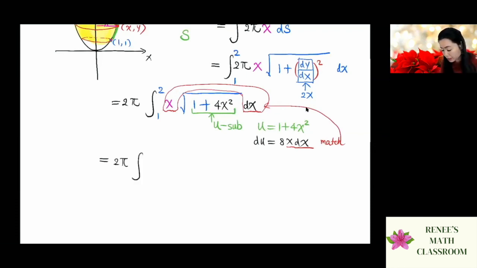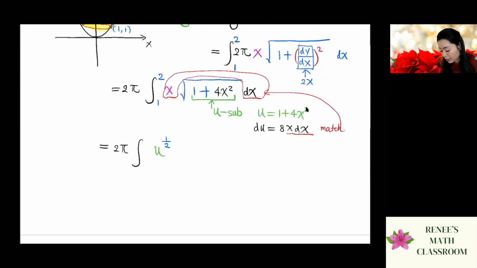All right, so now after that, we have the 2 pi outside. Then this is going to become u to the 1/2 power, because square root is the same as the 1/2 power. Now x dx over here is du over 8. Now the 8 you can put in front, but let's just leave it over here.